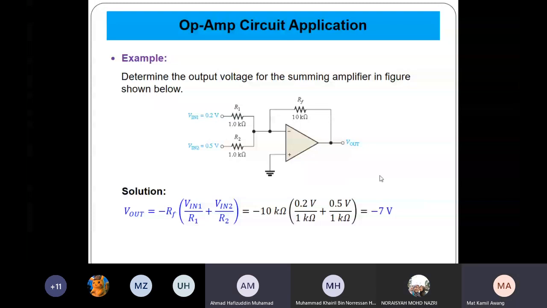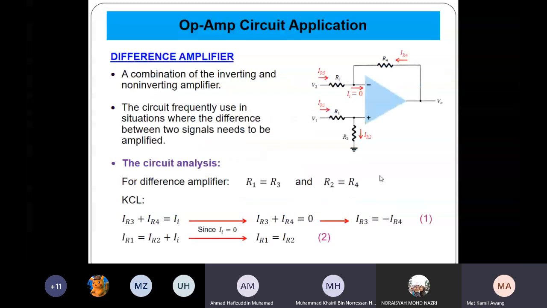Okay, now I can continue. Now it's a difference amplifier. Just now was the summing amplifier. Now it's a difference amplifier. Difference. Difference. Which application is this, sir?